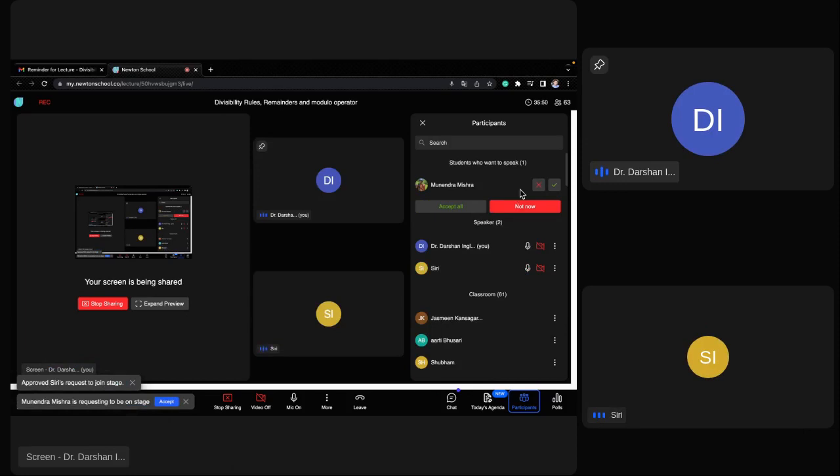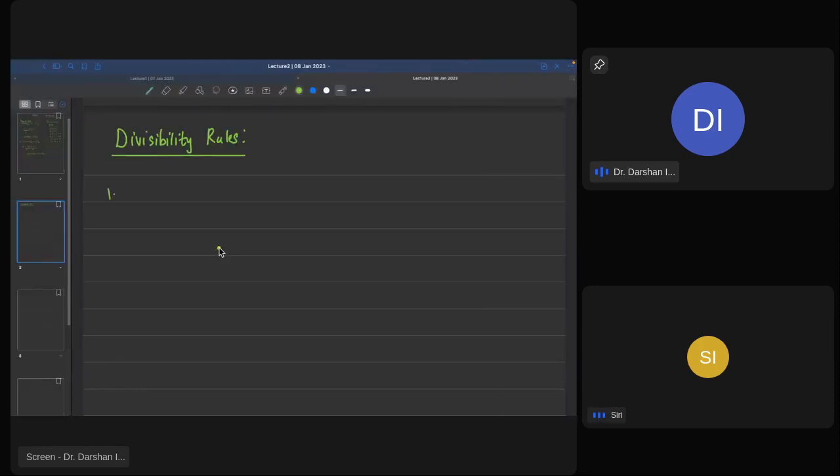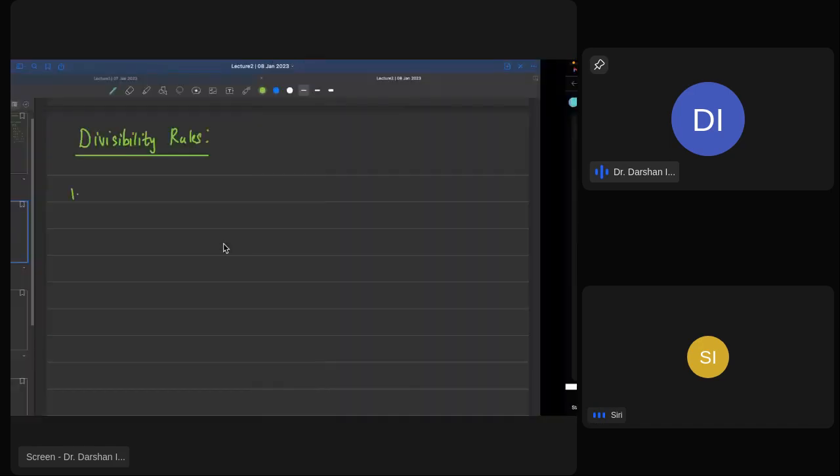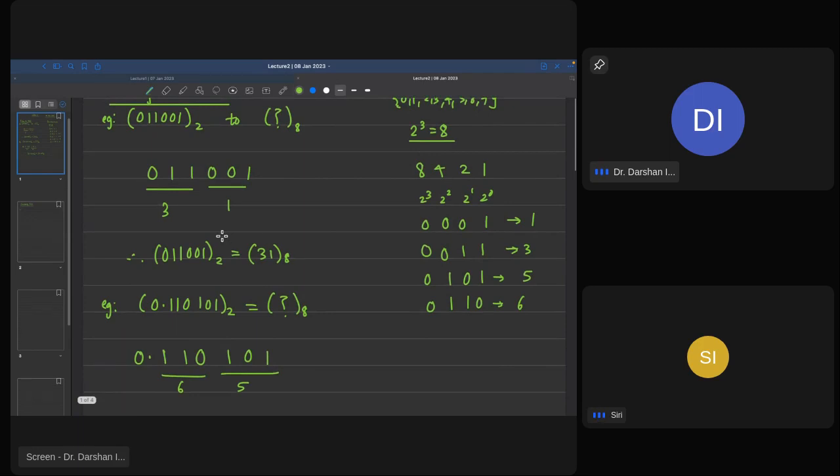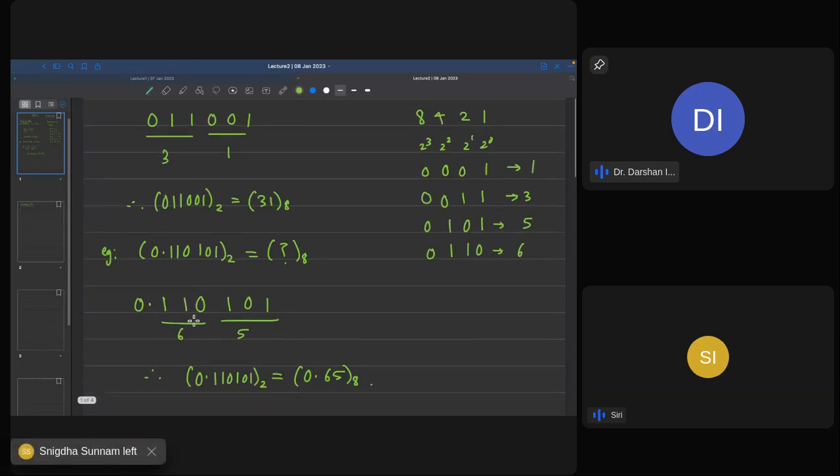Hello, sir. Yes, Siri. The example has like 0.1010 like that. Your voice is breaking. Can you please repeat it? Sir, in your example, I am audible. In my example, let me go to my example. Which one? First one or second one? First here. 0.110 like this. Okay, second one. So here is the number, point, after the right side 110101 like that.